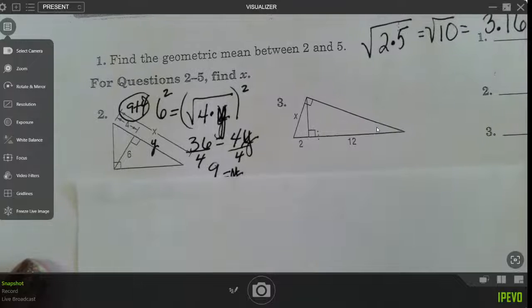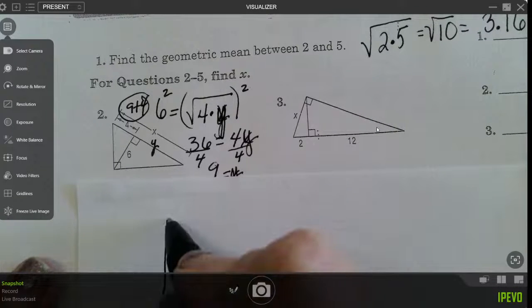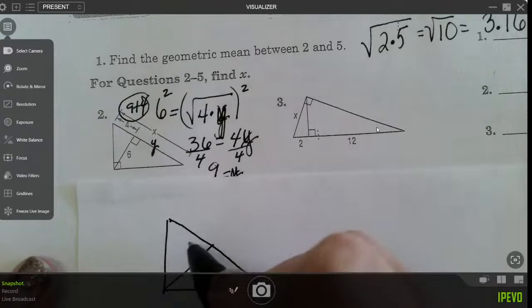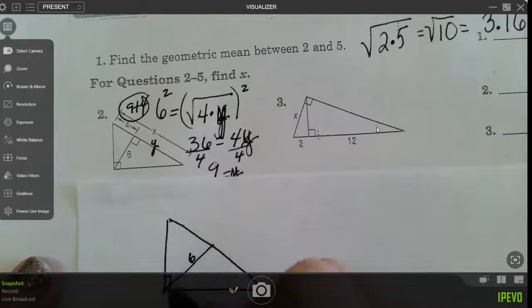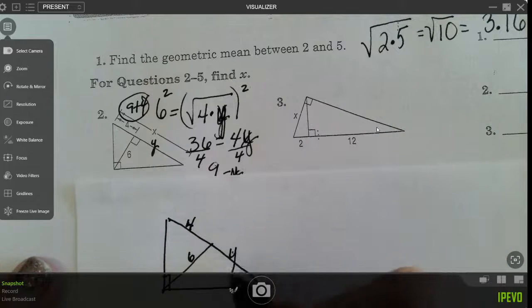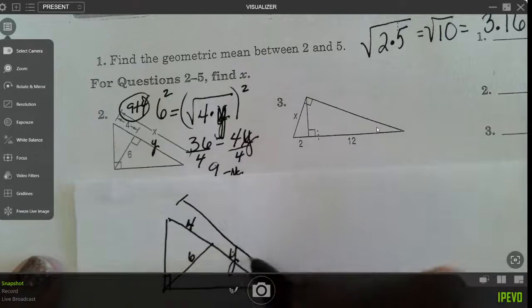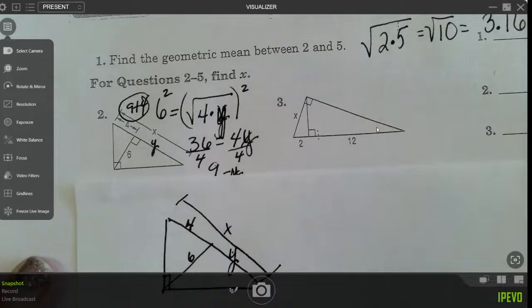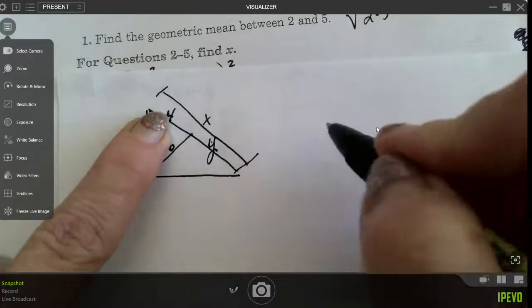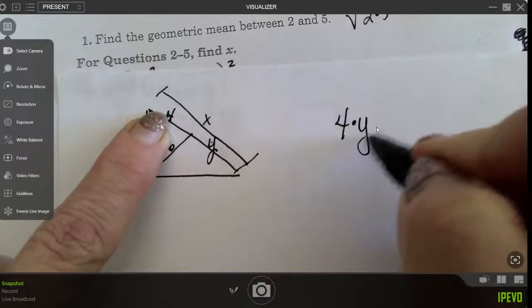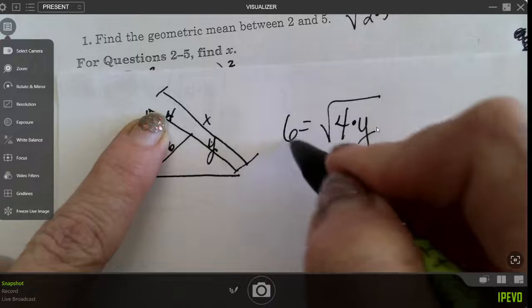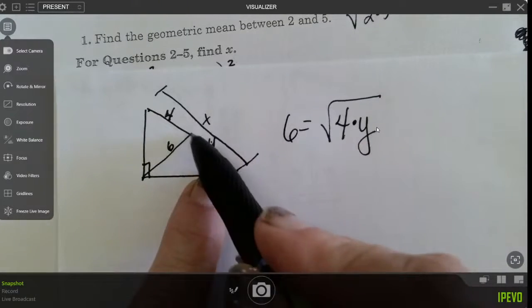So you've got this triangle like so, right? And this is your altitude. And we know this is 6. And we know this piece is 4. We don't know this piece over here. We're going to name it y because they didn't name it anything. And we're wanting to know this whole piece, right? Like this. Well, if we did 4 times y and took the square root of it, that's geometric mean, that would equal 6. Y being this side over here.